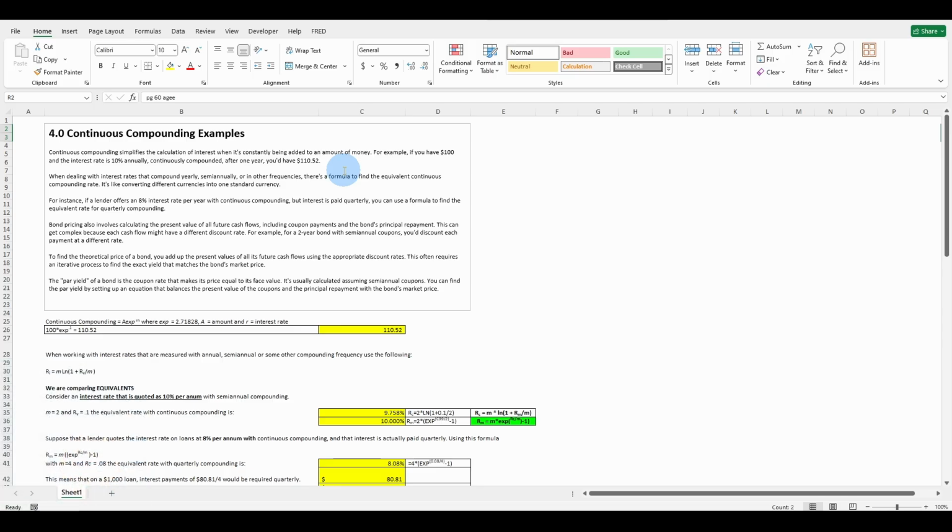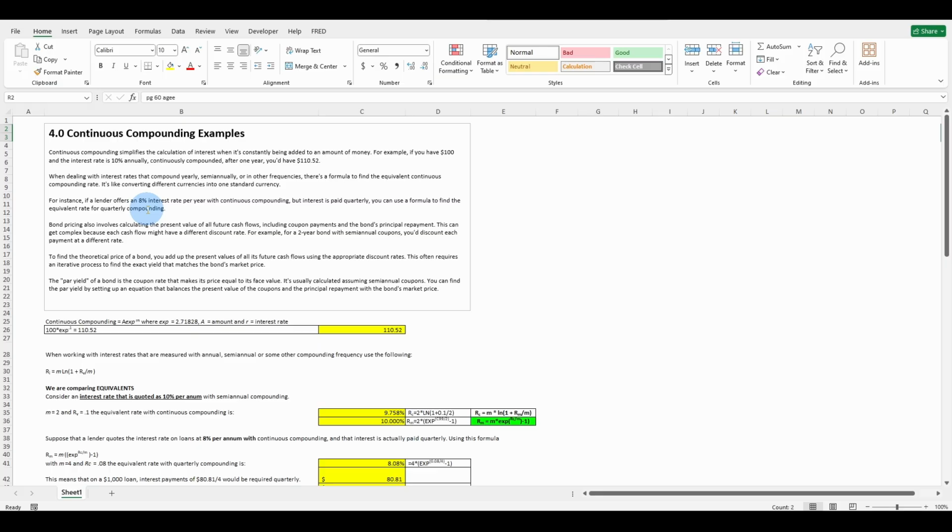That's simple. When dealing with interest rates that compound yearly, semi-annually, or in other frequencies, there's a formula to find the equivalent continuous compounding. Well, we know that. It's EXP, R to the N. It's like converting different currencies into one standard currency. For example, if a lender offers an 8% interest rate per year with continuous compounding, but interest is paid quarterly, you can use the formula to find the equivalent rate for quarterly compounding.